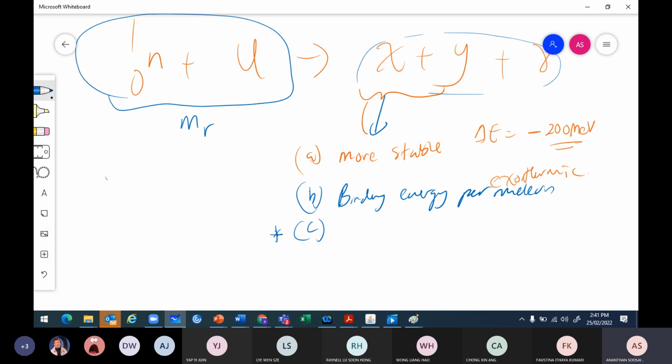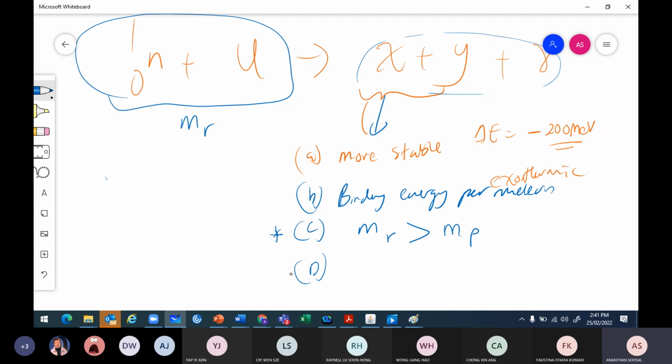Which will be more massive? The mass of the reactant will be greater than the mass of the product. So mass will decrease. So for that, it's an exothermic process. If it's an exothermic process, mass should decrease and energy is released. So a more stable compound will be produced.